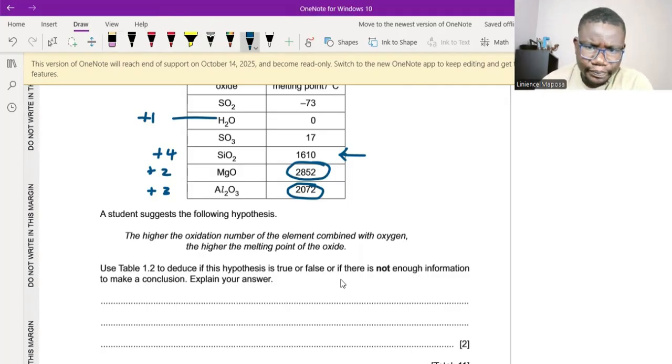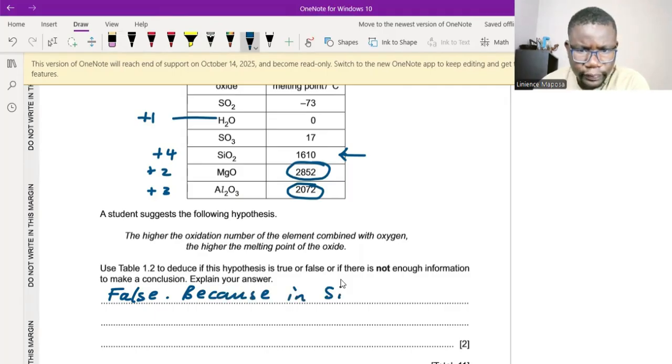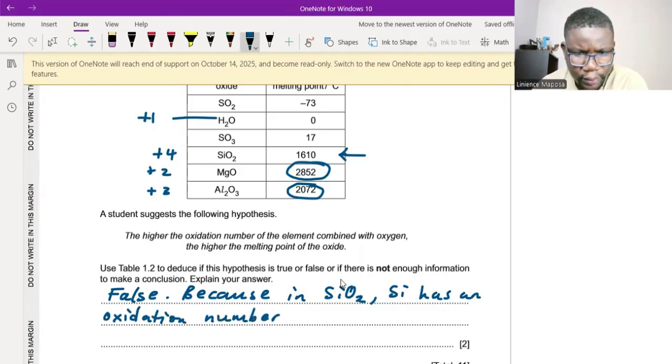So not true. So I'll say false, right? Was that what they asked? Why? Because in silicon(IV) oxide, silicon has an oxidation number of +4.